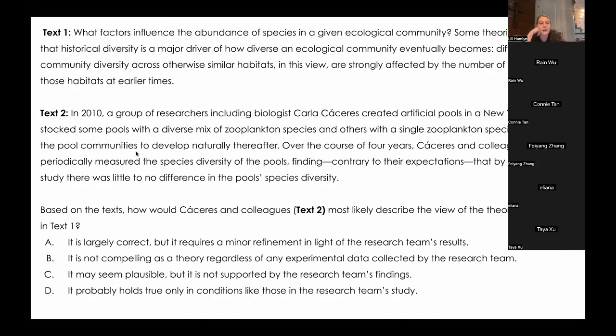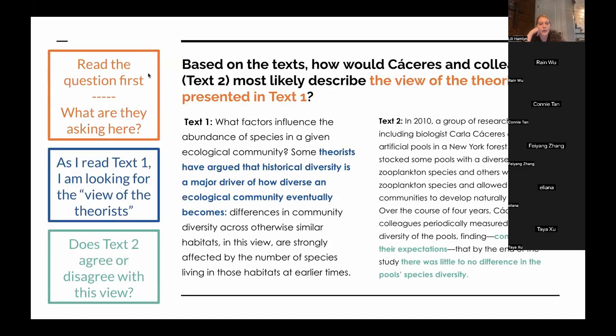If we look at the question here, it says, based on the text, how would Kerr, or whatever his name is, and colleagues most likely describe the view of the theorist presented in text one? Firstly, obviously, we read the question. It's asking us how text two would respond to the view of the theorist. So the first thing we need to find is the view of the theorist. You read text one asking, what is the view? And then read text two through the lens of that view, to see if they agree or disagree.